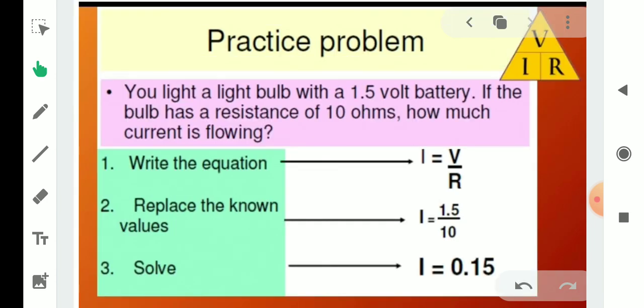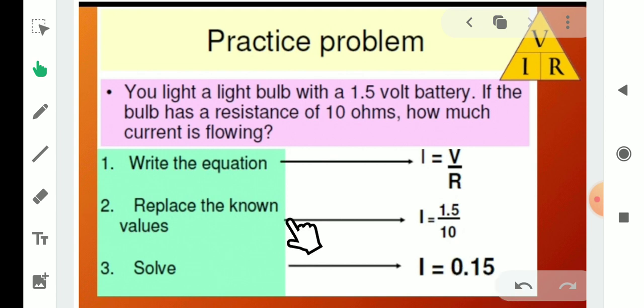Next one, practice problem. You light a light bulb with a 1.5 volt battery. So voltage is given, 1.5 volt. If a bulb has a resistance of 10 ohm, resistance R is given, 10 ohm, how much current is flowing? You have to calculate current. Therefore, current I is equal to V by R. So, I equal to, remaining is V by R. Write the equation. Replace I is equal to V, 1.5 volt, divided by resistance, 10 ohm. So, what happens? 1.5 divided by 10, which is equal to electric current I is equal to 0.15.